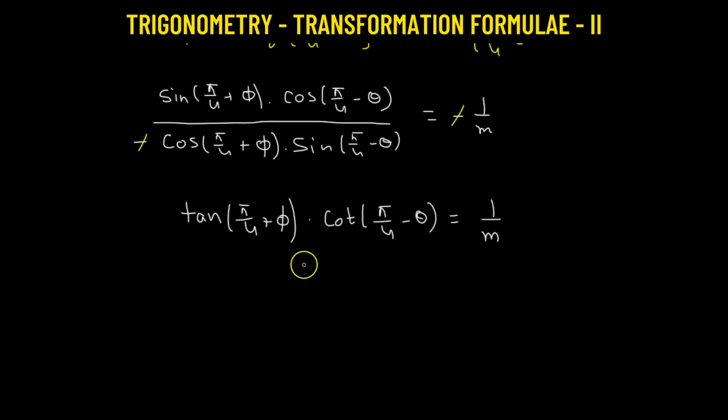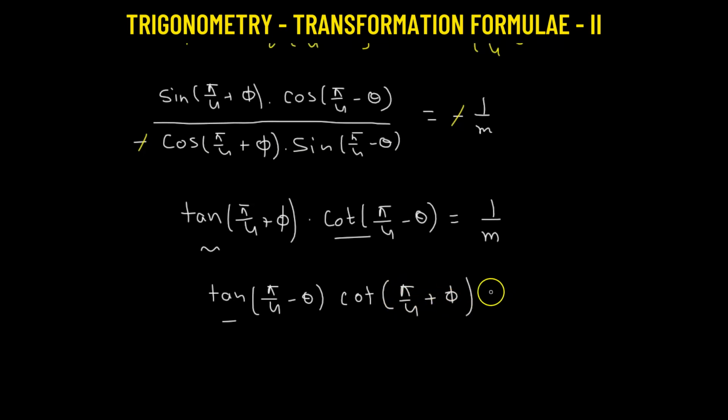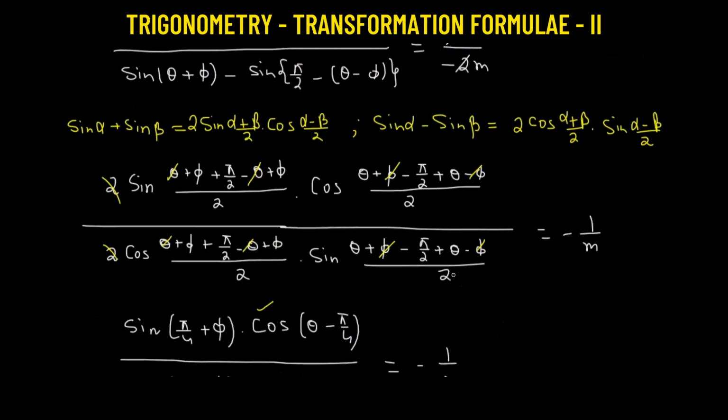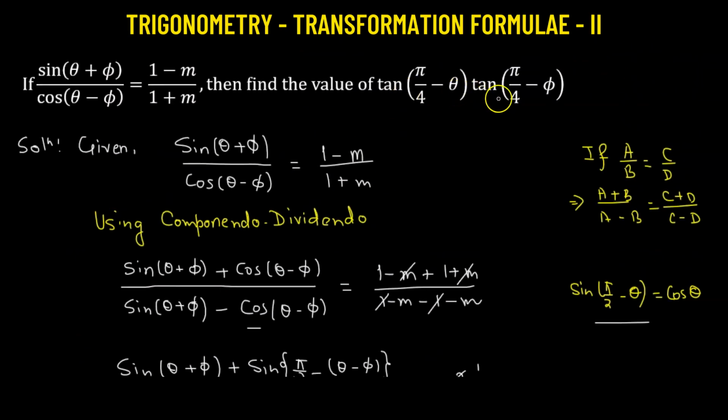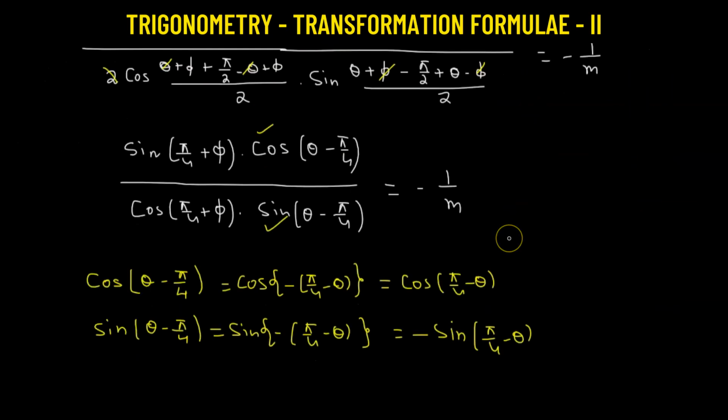So let's take the reciprocal on both sides. So we have tangent of pi over 4 minus theta, because the reciprocal of the cotangent function is the tangent function, whereas the reciprocal of the tangent function will become the cotangent function. So we have cotangent of pi over 4 plus phi. This will be equal to m. Now in the problem we are given, we need to find the value of the product of tangent of pi over 4 minus theta times tangent of pi over 4 minus phi.